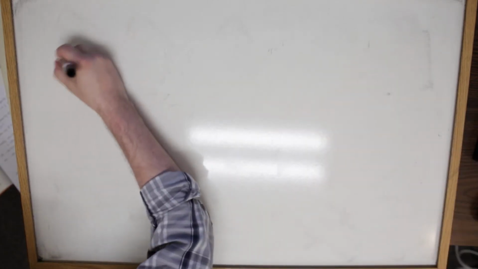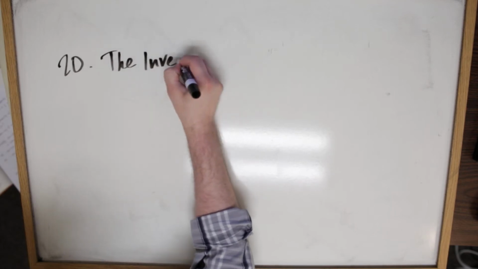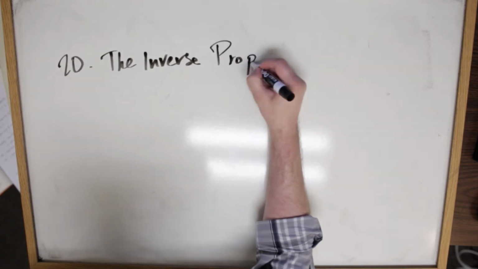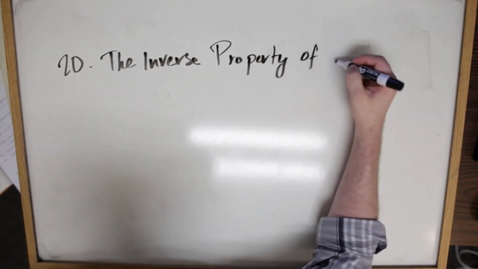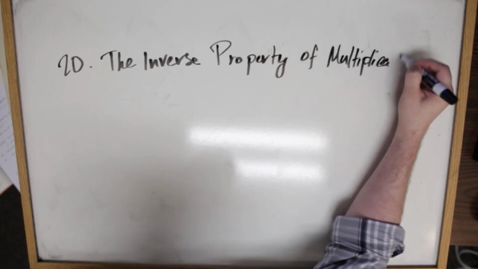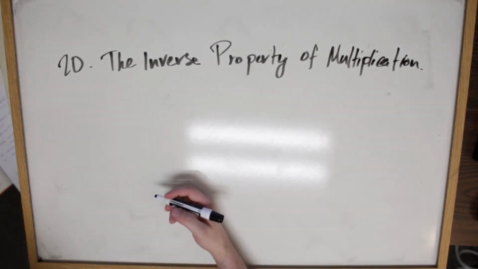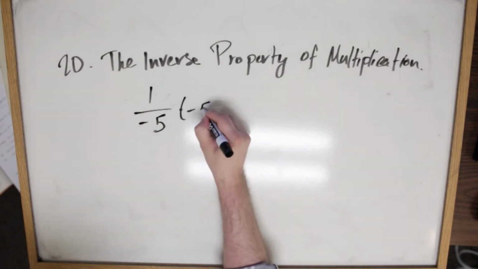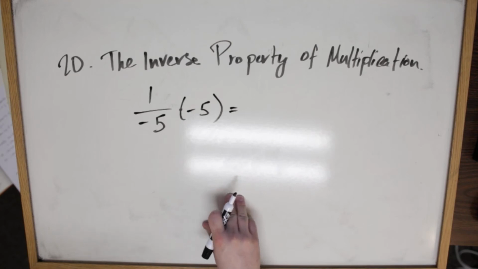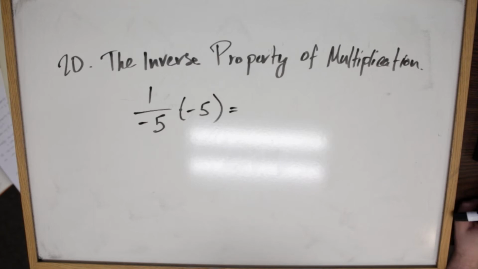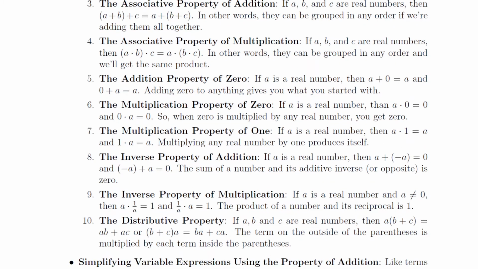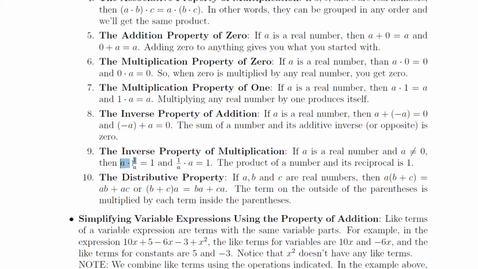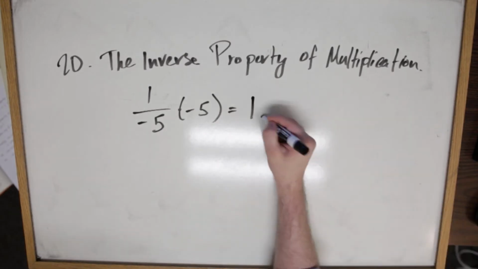Let's look at number 20. The inverse property of multiplication. So this question is asking us to do 1 over minus 5 times, and they actually put it in brackets here. So remember, if I go back to the notes, let me pull it up here. If I go back to the notes, remember that the inverse property of multiplication, which is right here, says that if I have a number times a, that's going to equal what? This reciprocal times itself is going to equal 1. So there it is. So that right there is our solution.